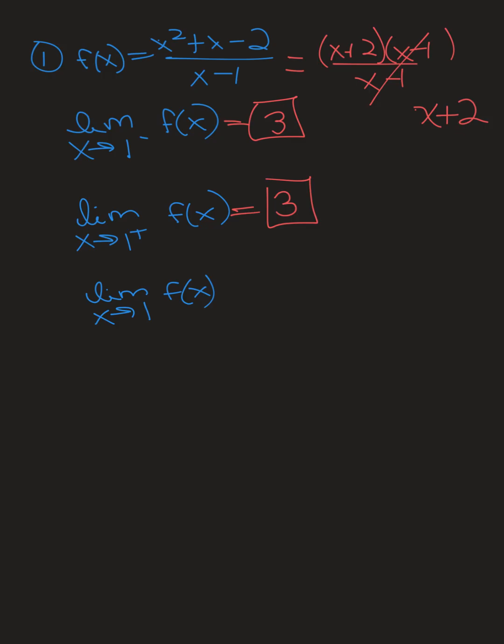And now, because the limit as x approaches 1 from the left is equal to the limit as x approaches 1 from the right, the answer is 3. Okay, so I kind of tricked you on that one because you thought I was going to do a limit at infinity, but it wasn't. But I just want to show you that's what it looks like.